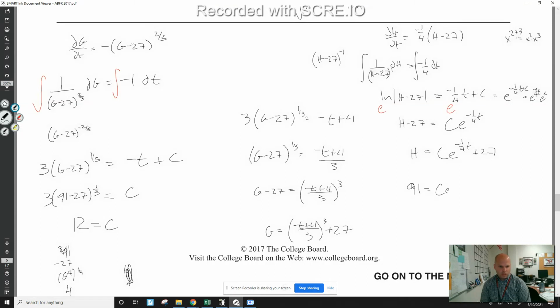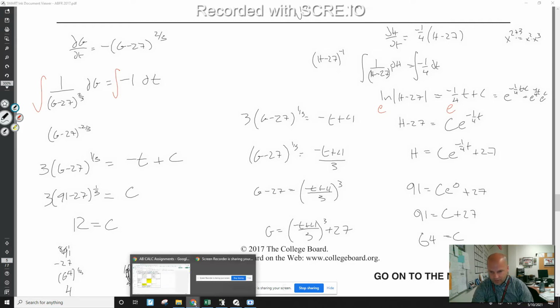91 equals C e to the 0 plus 27. So 91 equals C plus 27. C equals 64. So if you were asked to solve for h, it would be 64 e to the negative 1/4 t plus 27. They don't ask you that, though. Let's look at the scoring guidelines.